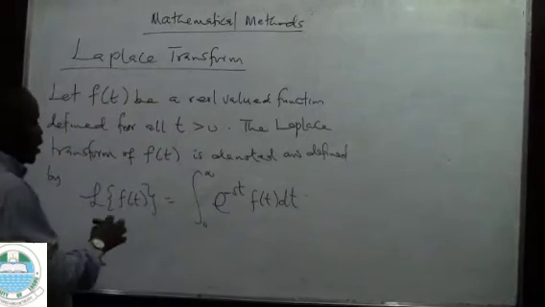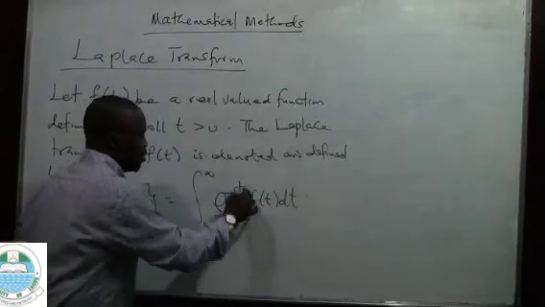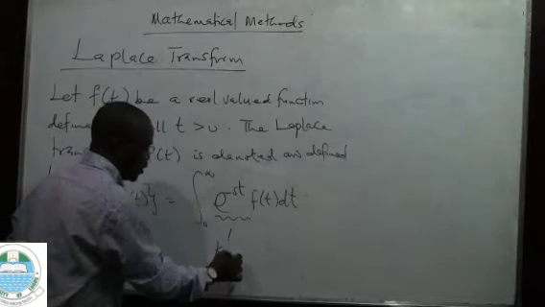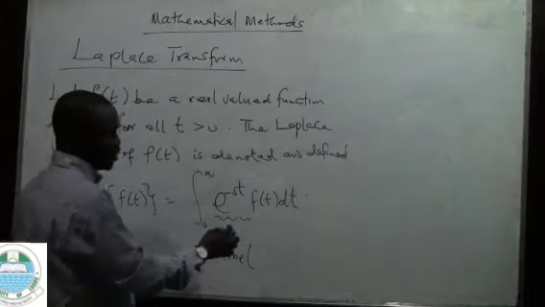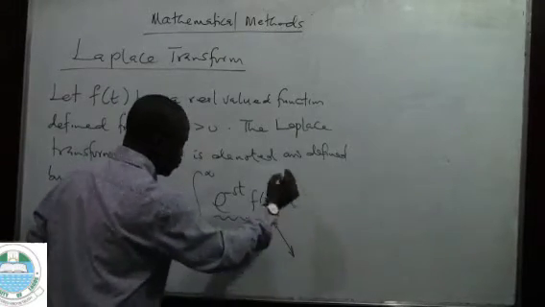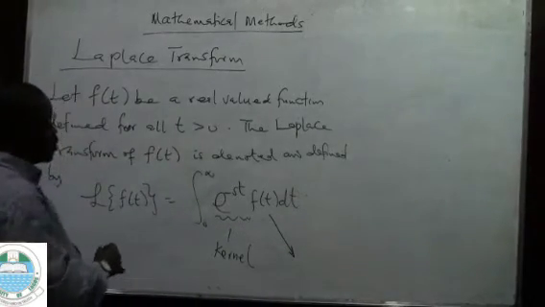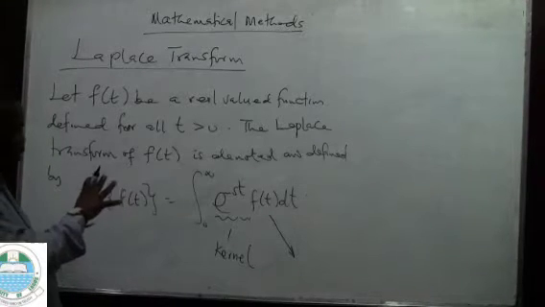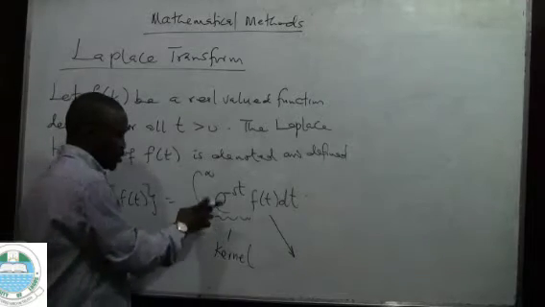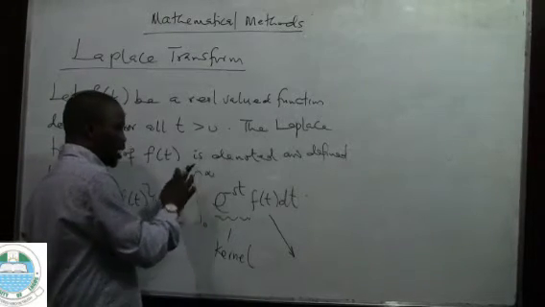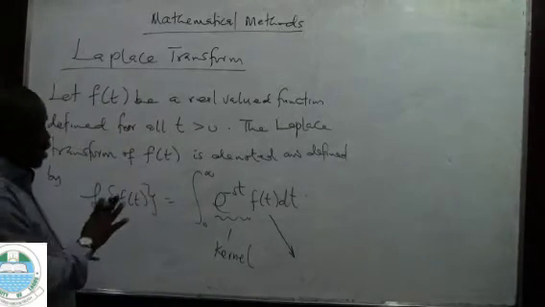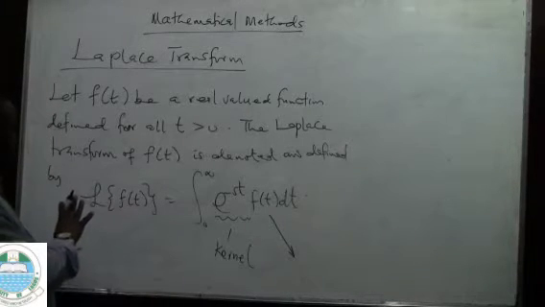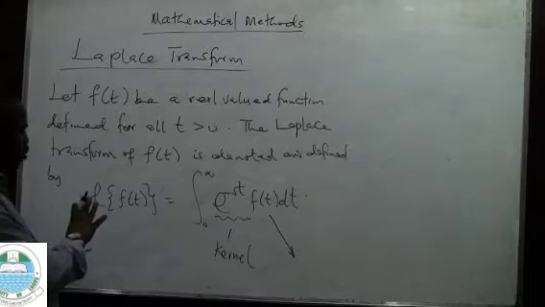Now from this integral, e raised to minus st is the kernel of the integral, while f of t is the function whose Laplace transform is to be determined. What makes this an improper integral is the bound from 0 to infinity, and it is an improper integral of the second kind. Then how do you obtain the Laplace transform of a given function?